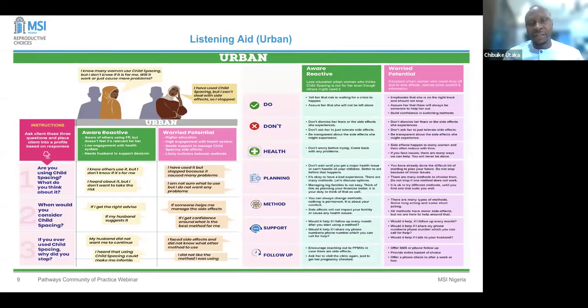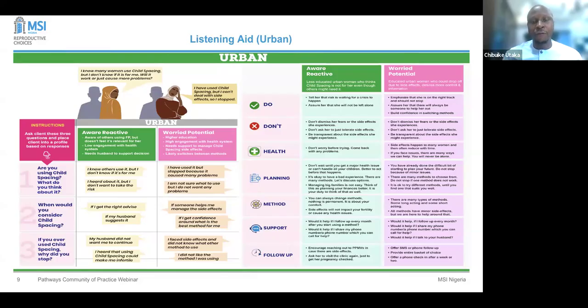And the beauty of this listening aid is that it has cues that can tell the service provider what to do next, what to say next, what not to say, and how to guide this woman, having understood the profile and having understood where the circumstance of this woman is in life.